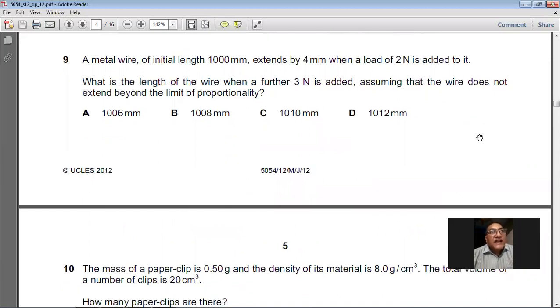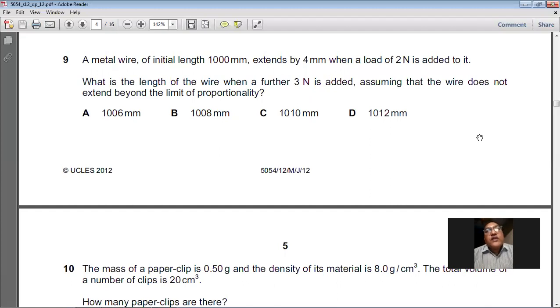Question number 9 is on your screen. A metal wire of initial length 1000 millimeter extends by 4 millimeter when a load of 2 Newton is added to it. What is the length of the wire when a further 3 Newton is added? Assuming that the wire does not extend beyond the limit of proportionality.